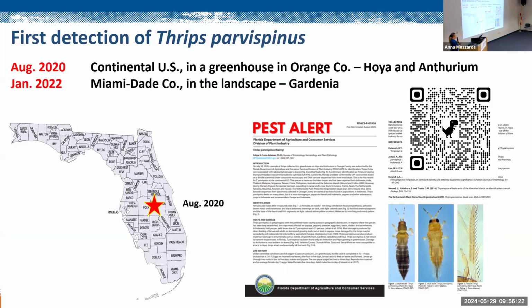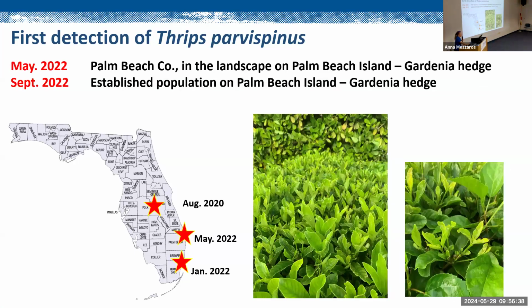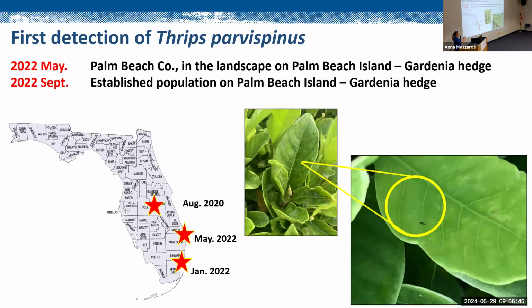Thrips parvispinus was first detected in the continental United States in Orange County in 2020, on ornamentals. By early 2022, it made it down to Miami-Dade County, causing more and more problems for local ornamental and nursery growers. Later in the spring, it was recorded from a gardenia hedge in Palm Beach County on Palm Beach Island. By September, this was a well-established population, and we heard that people had more and more hard time controlling it. You can see from the back that it's a really, really tiny thrips.